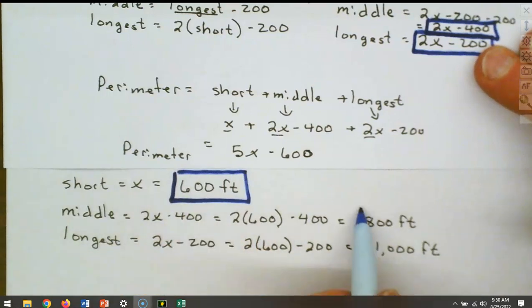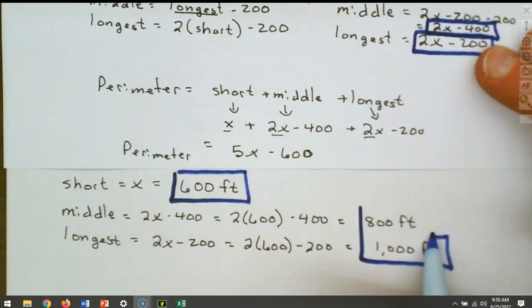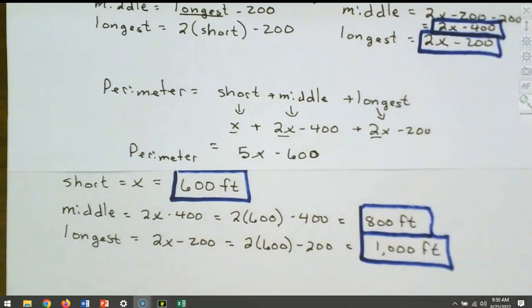We found them, we labeled them, and let's make sure it makes sense. How do we know it makes sense? Well, these should add up to give you 2,400, right? And if we add these up, do we get the 2,400 that we need? We do.